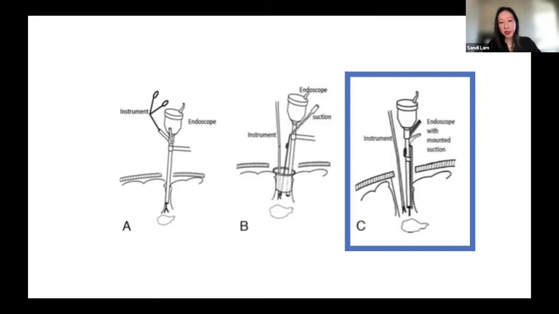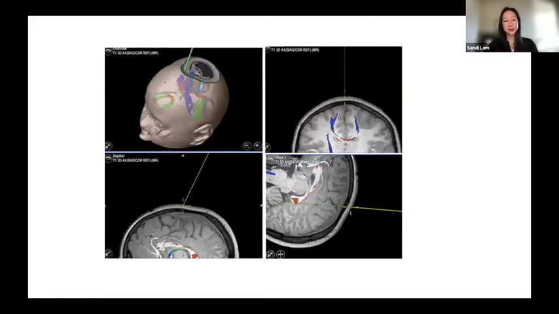You can work through the working channel of the endoscope. You can use a port where that helps you retract the brain and you put all of your tools through the port. Or you can have a three-handed technique like an endonasal skull-based surgery. And that's actually the approach that I use and prefer, because that gives me control to be able to dissect and do the work right next to the blood vessels and do subpial resections.